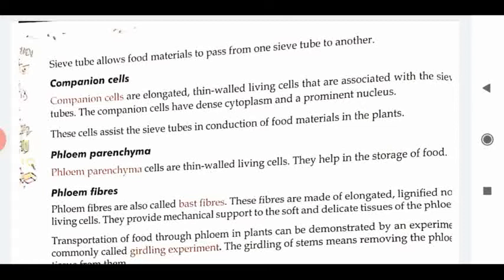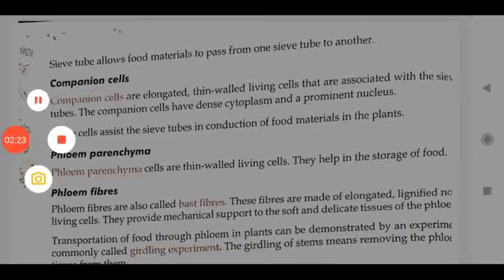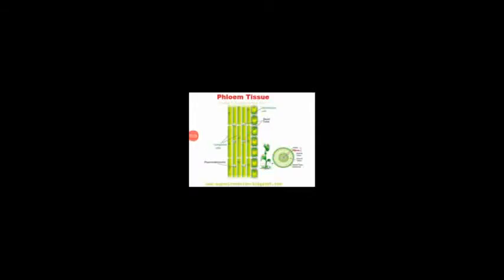Now phloem parenchyma. Phloem parenchymatous cells are thin-walled living cells. They help in the storage of food. I have told you in the structure of phloem that they have a storage function. You can see in this structure where the sieve tubes, parenchymatous cells and companion cells are present. The parenchymatous cells are on the exterior position of the phloem tissue, and they are for the storage of the food which is prepared by the plant.